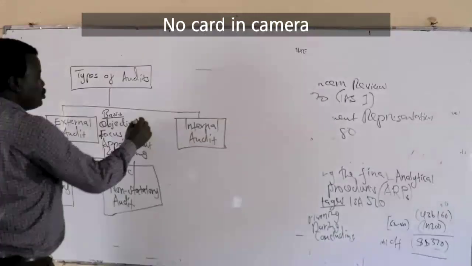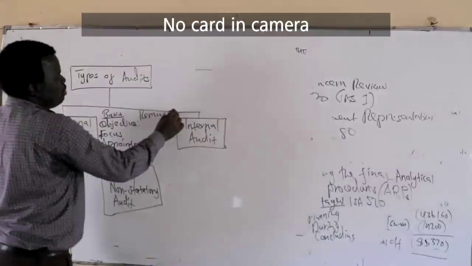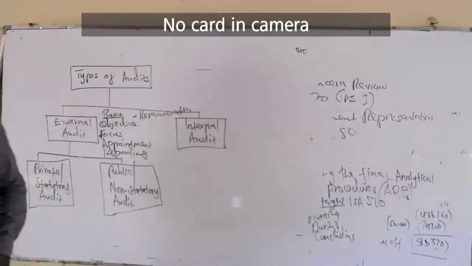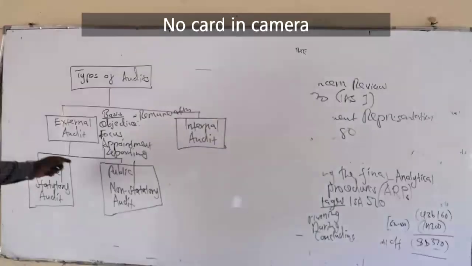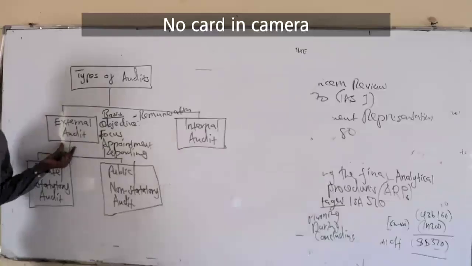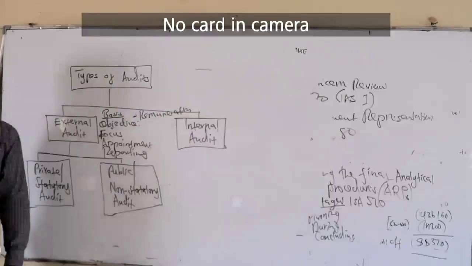The other basis is remuneration, that is, the pay. The external auditor is compensated by audit fees. Internal auditors are employees, so their remuneration is salaries.